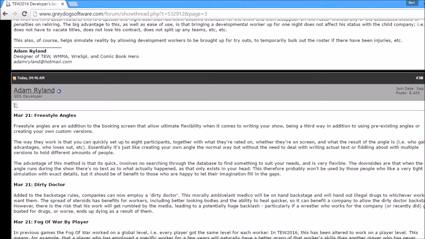Essentially, it's just like creating your own angle the normal way, but without the need to deal with writing actual text or fiddling about with multiple versions or whole different amounts of people. The advantage of this method is that it's quick, involves no searching through the database to find something to suit your needs, and is very flexible. Downside is that when the angle runs during the show, there's no text as to what actually happened, as that only exists in your head. This, therefore, probably won't be used by those people who have a very tight simulation with exact details, but it should be of benefit to those who are happy to let their imagination fill in the gaps.